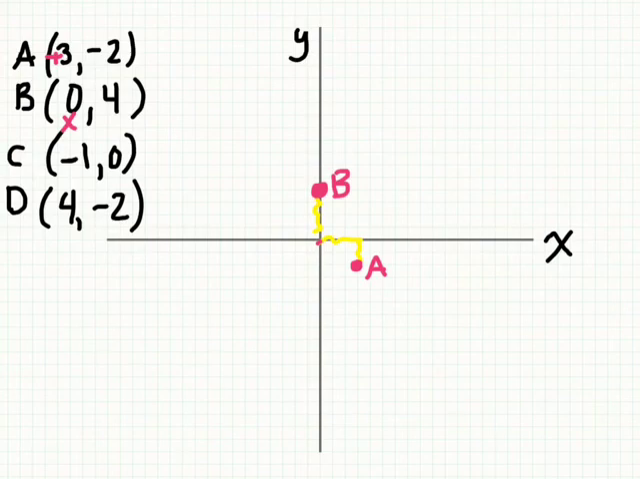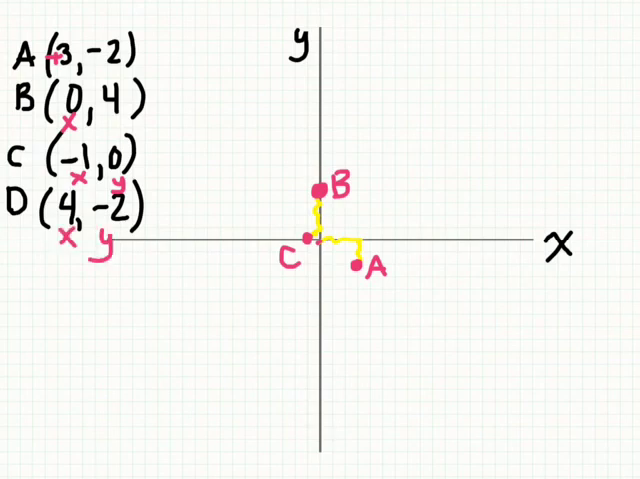For point C, again, we start at the origin. And because it's -1, I'm moving 1 to the left. Y is 0, so do I move up or down? Do I move up or down if y is 0? No, so I stay right here. I stay at -1 on the x-axis. There's no movement for y. There's no movement up or down.